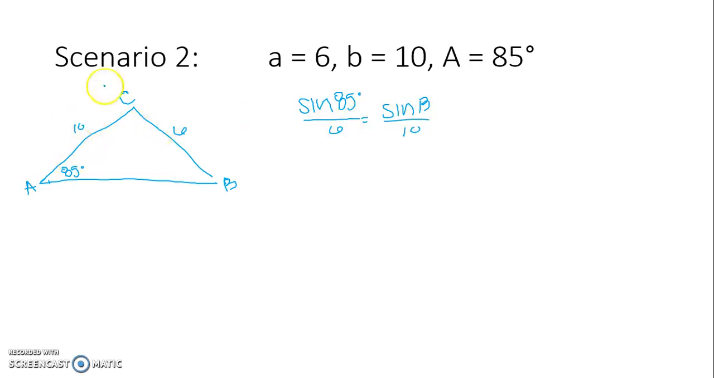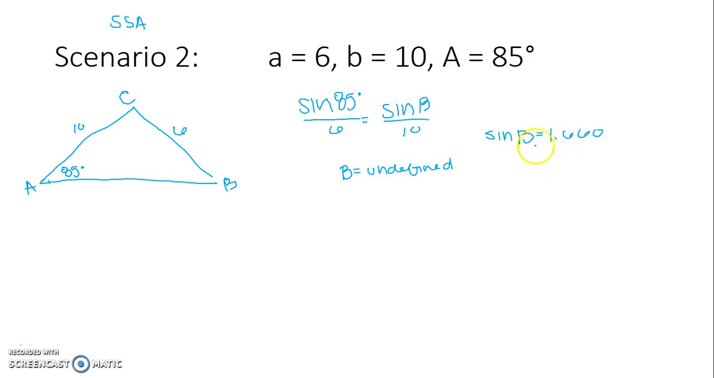Since it is two sides and then the angle, or side-side-angle, when I get this answer, I am going to always check my supplement. So cross multiply, divide. When I did sine inverse, I got error, or maybe undefined. That means when I cross multiplied and divided by 6, I got that sine of B was 1.660. When I did sine inverse, I got error.